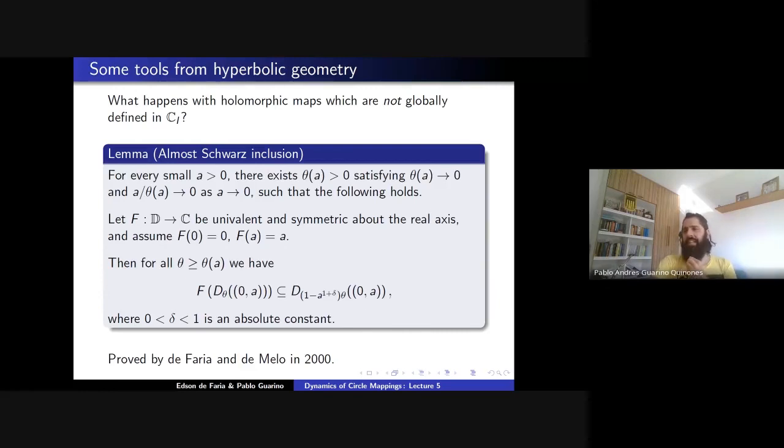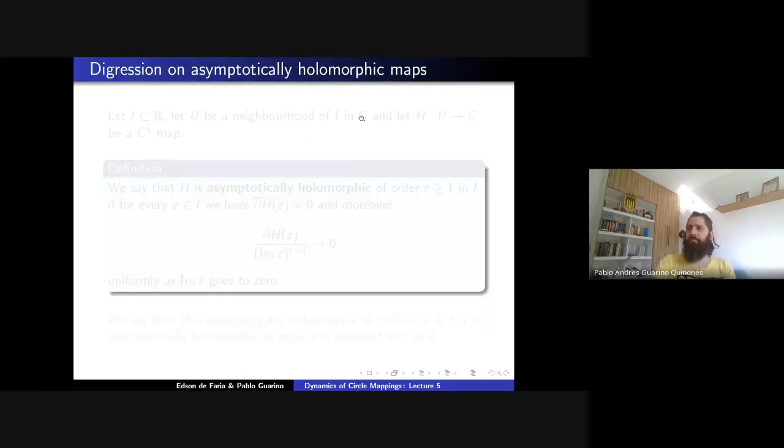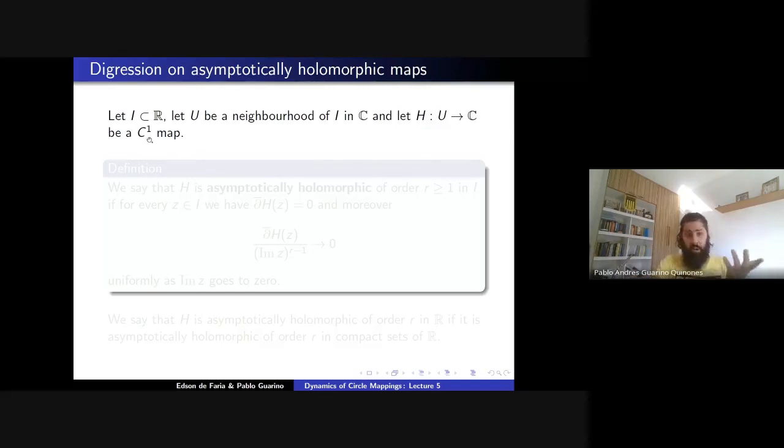But before we see how we apply this, let me make a digression, because in our book we discuss also this nice notion of asymptotically holomorphic maps. So for asymptotically holomorphic maps, some parts of this game you can play too. Let me make a very short digression on asymptotically holomorphic maps. So the situation is kind of the same. You have an interval, U is a complex neighborhood of your interval, and then you have a map defined on this neighborhood, but this is just a smooth map, let's say a C1 map.